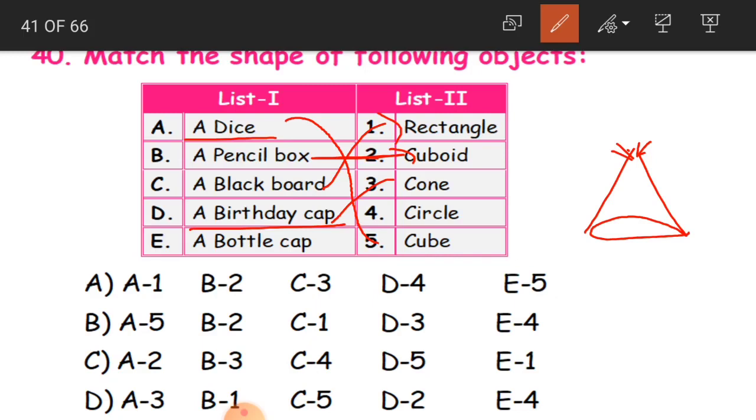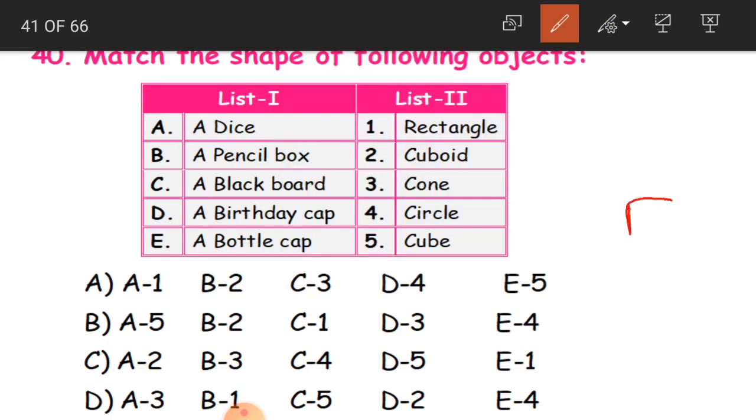Next up we have a bottle cap. Let us see how a bottle cap looks like. Yes, a bottle cap looks something like this. What is this, children? A bottle cap is in the shape of a circle. Actually it would be a cylindrical shape, but as we do not have cylinder here, we have to go for the nearest answer, which is the circle. If you have cylinder, choose cylinder, don't choose circle.